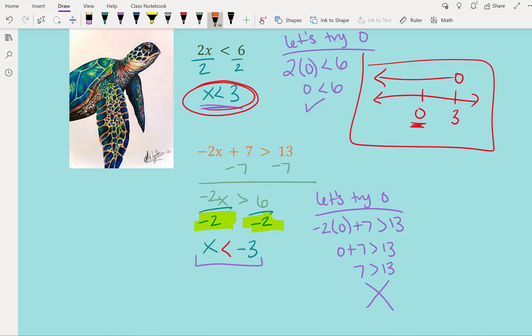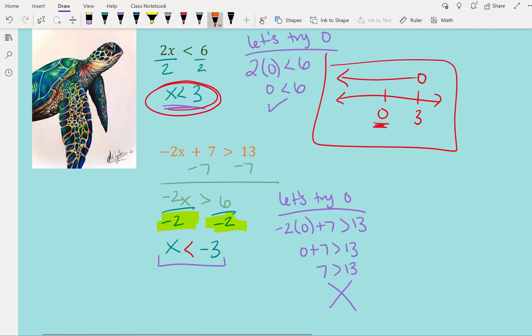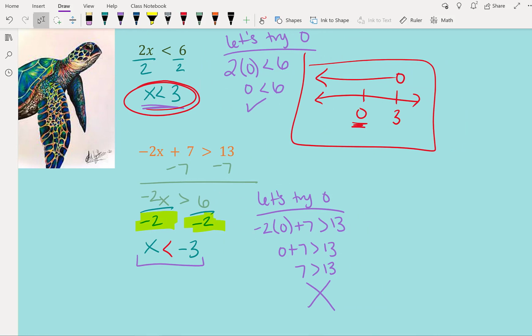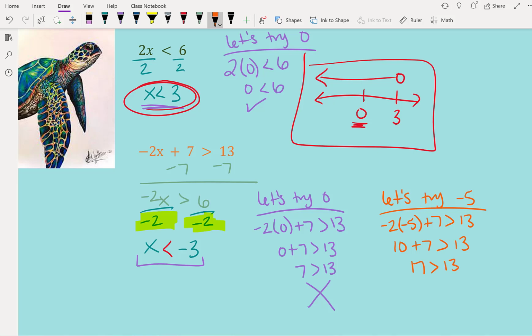So let's try something where it's less than -3. Again, you can choose any number that you want. It's your choice. It just has to be smaller than -3. I'm going to try -5. So when I plug in my -5 for my x value, -2 times -5 gives me a positive 10, plus 7 is greater than 13. 10 plus 7 is 17, which is in fact greater than 13. So this is true, which means that now my answer is actually correct.